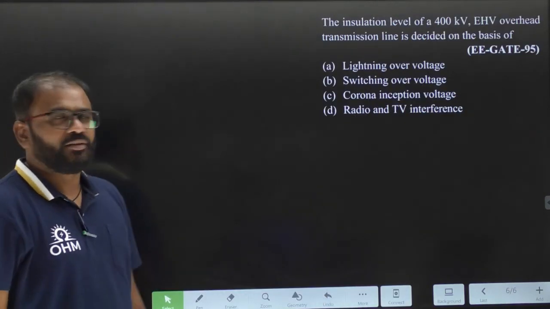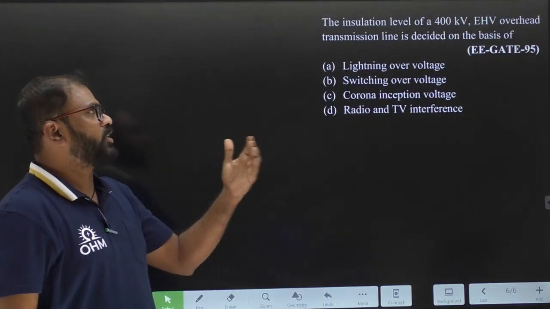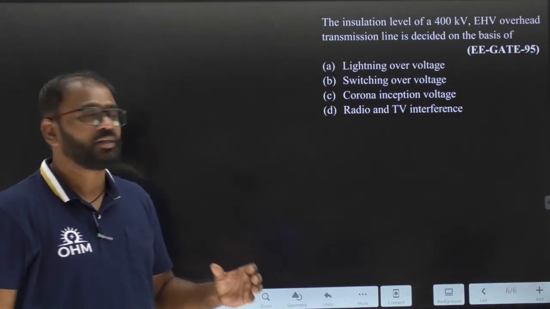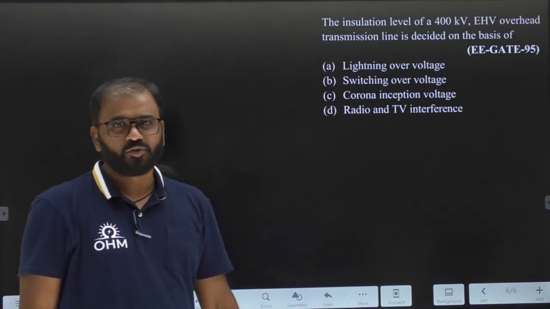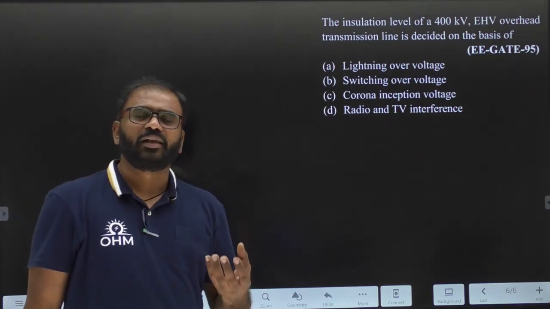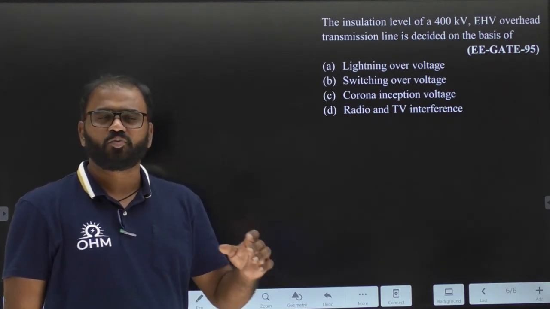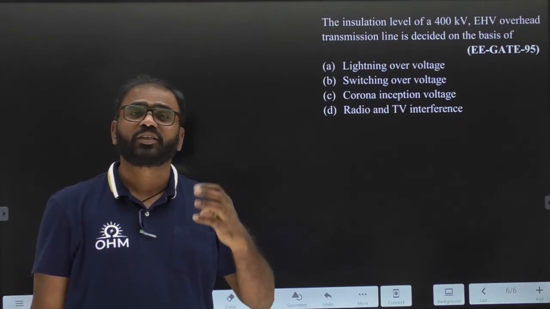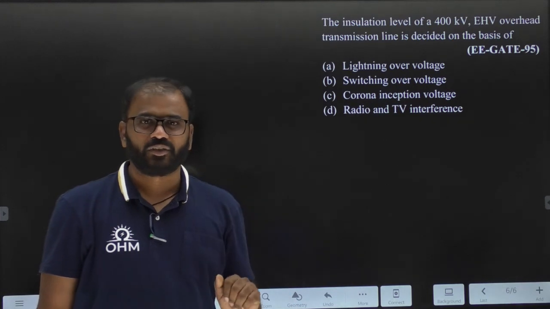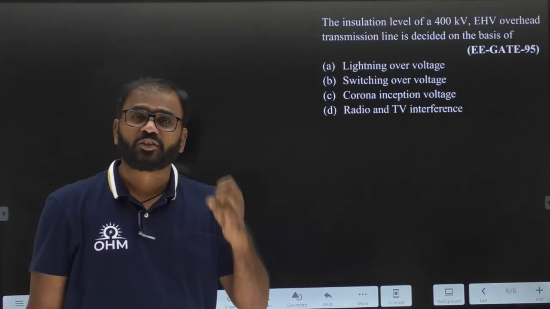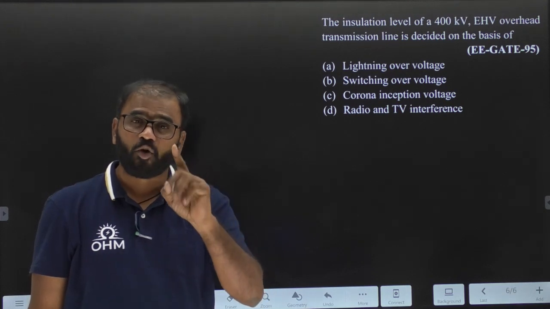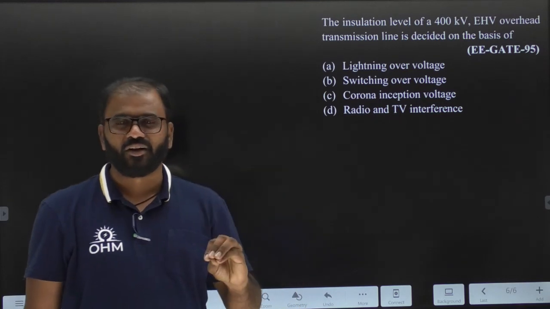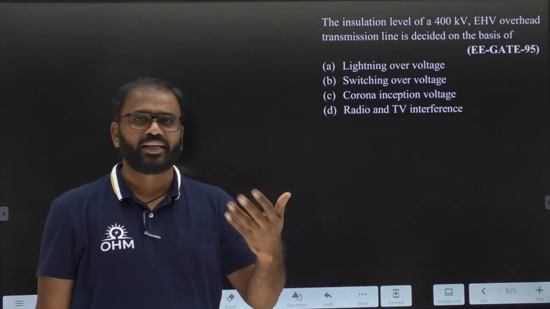In this question it is mentioned: the insulation level of a 400 kV EHV overhead transmission line is decided on the basis of what? It's clearly mentioned, insulation level of a 400 kV EHV overhead transmission line. Generally an overhead transmission line has insulators, right? Those insulators are designed for the peak value of system phase voltage for continuous operation. But for transient operation, the same insulators are designed to withstand both lightning over voltage and switching over voltage. So lightning over voltage and switching over voltage are the criteria for selection of insulation of the overhead transmission line.